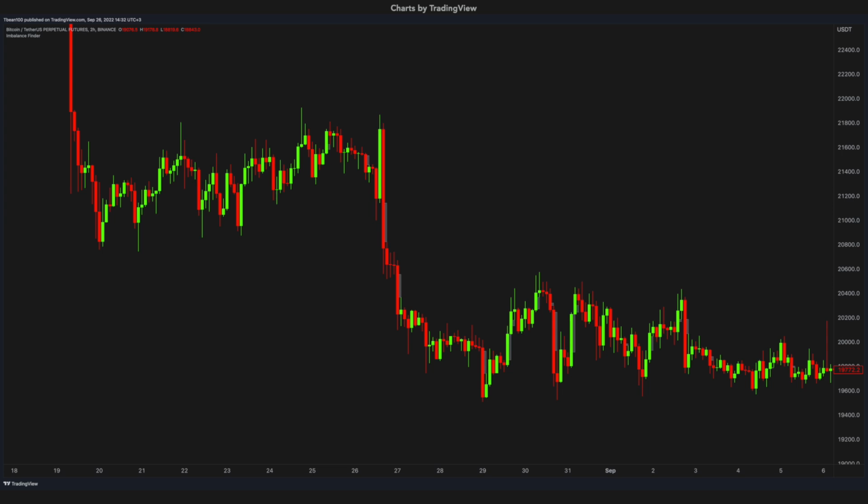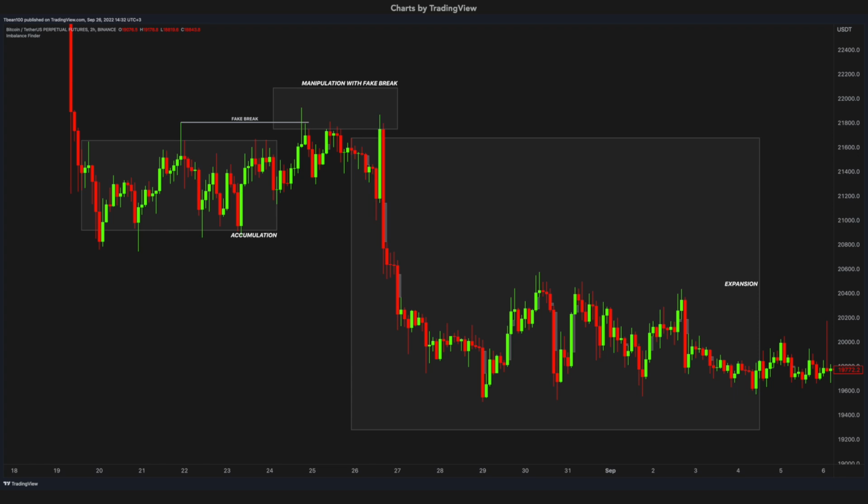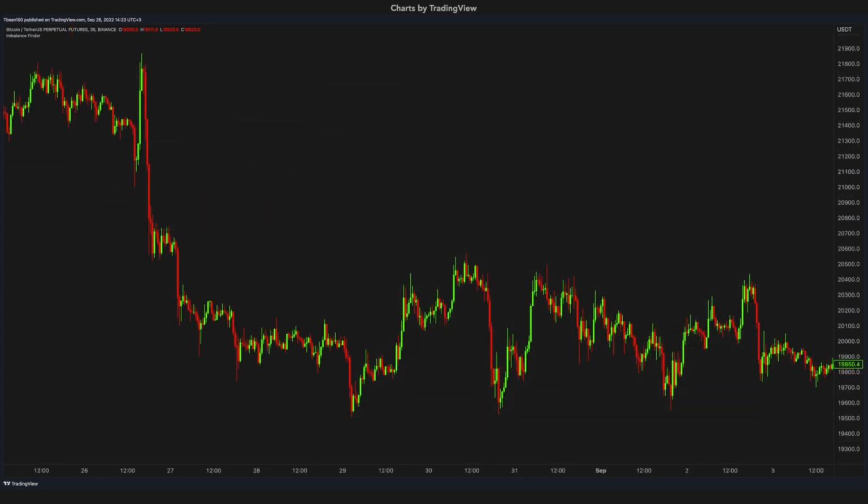Here is the accumulation, or just accumulating without a clear direction. Here is the manipulation. The price makes a fake breakout, or you can call it a swing failure pattern. Finally, the expansion phase, a very sharp drop. Now, let's look at low time frames. First, where is the drop-based drop? Again, it is a subjective matter.